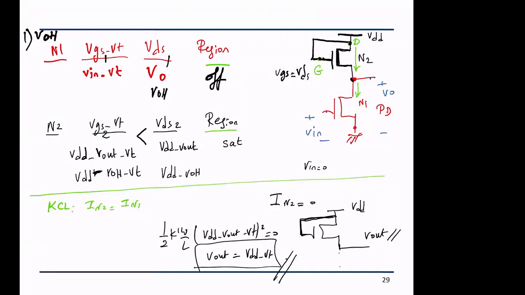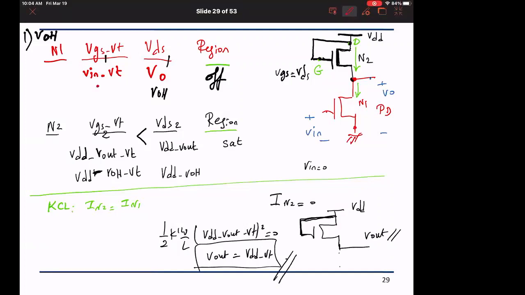If I set Vin to be equal to 0, for example here, then the device is going to be off. And here I will have VOH at the output, and for this transistor, it will always be in saturation, and it will continue to charge the output until it is almost off. It will be saturated with the current equal to 0, and it will turn off at VGS equal to 0 minus VT, at VOV equal to 0.